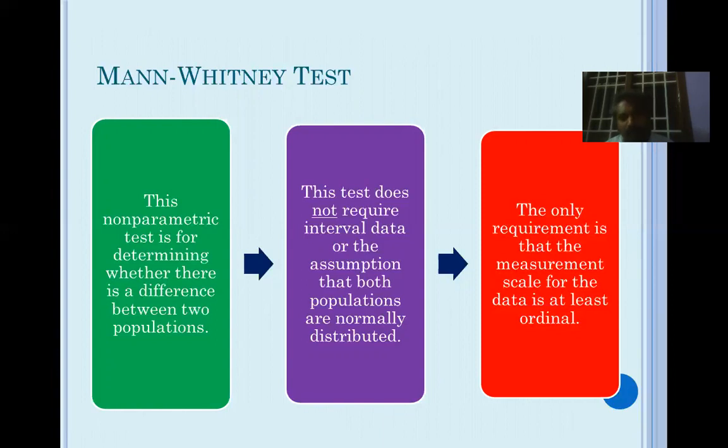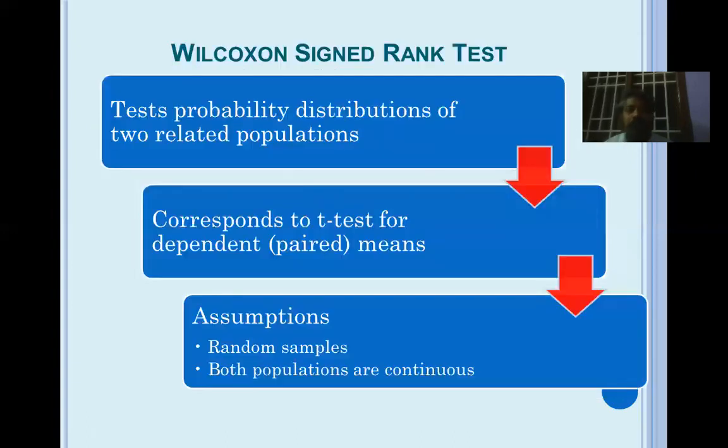If it is an ordinal, you have to conduct only Mann-Whitney. See, if the data is in numerical form, it is in numbers, but data is not normally distributed, you have to conduct Mann-Whitney. It is equivalent to t-test. Then comes Wilcoxon signed rank test. It is equivalent of paired t-test.